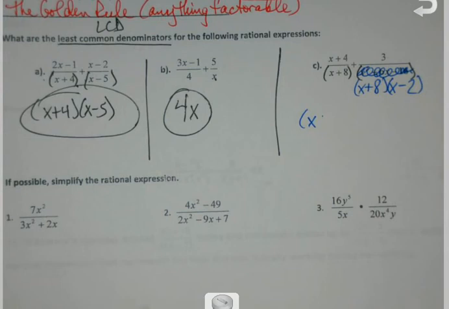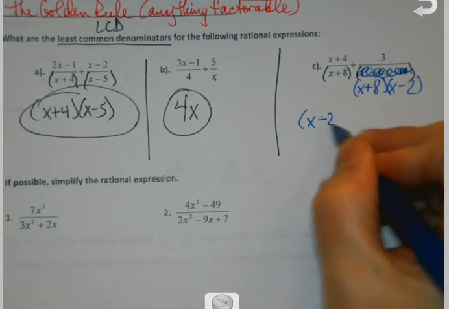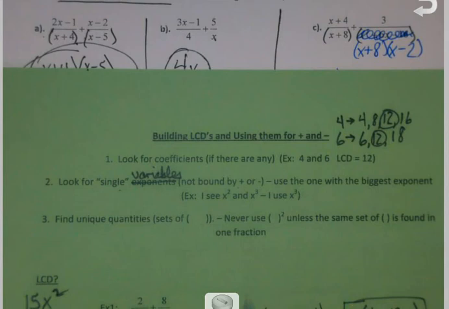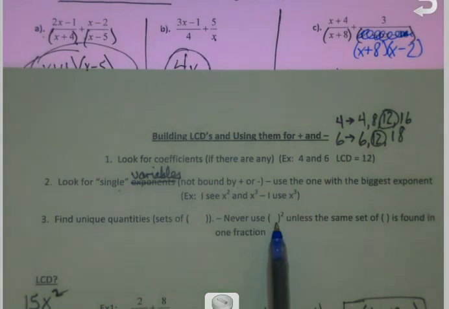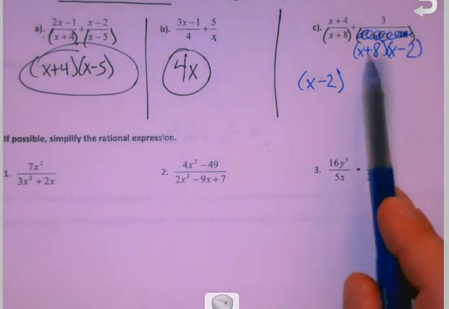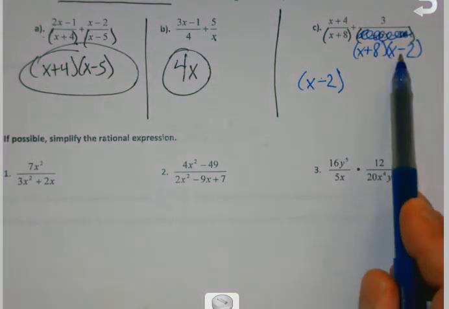Would it be x plus 8 squared? Because you're like, well, I see the x minus 2. But I see 2x plus 8. Does it mean I need 2 of them? And here's my answer to that question. The only time we're going to use squared with a parenthesis is if the same set of parentheses is found in one fraction. If I'd have had 2x plus 8s in this one, where I could rewrite it as x plus 8 squared, I'd put squared.